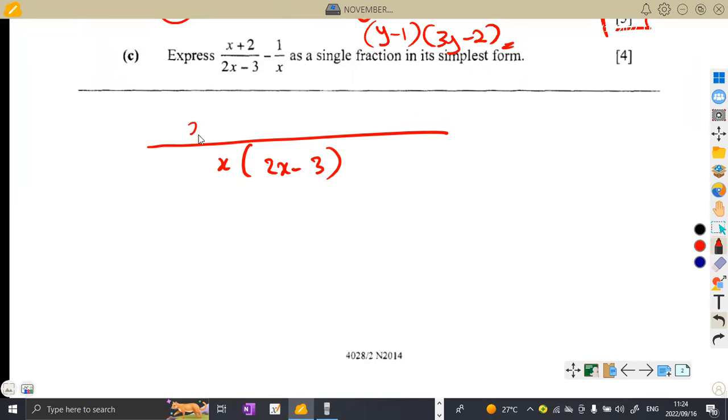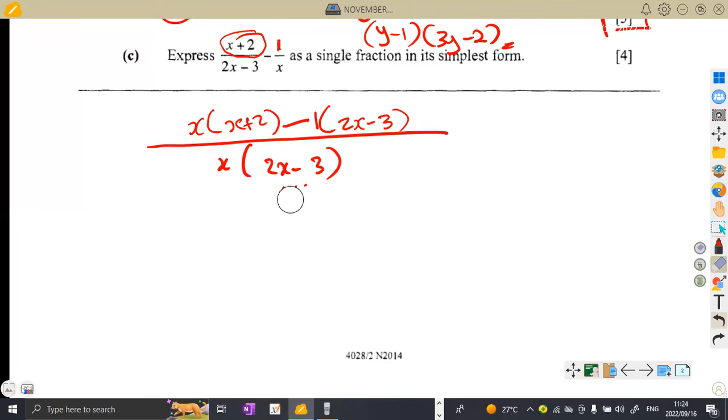So it's going to be x times the numerator. Your numerator is x plus 2. So you multiply by x plus 2, minus the denominator here, divide by x. As you can see, x here and x will cancel, but you don't cancel, you just know that these will cancel. So you remain with 2x minus 3. This has to be multiplied with the numerator, which is minus 1. So it's minus 1 times 2x minus 3, like that. That's what you're going to have at the end.